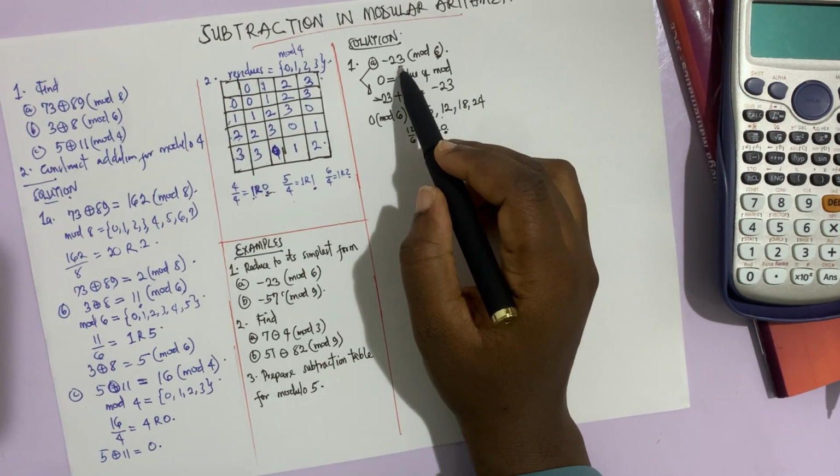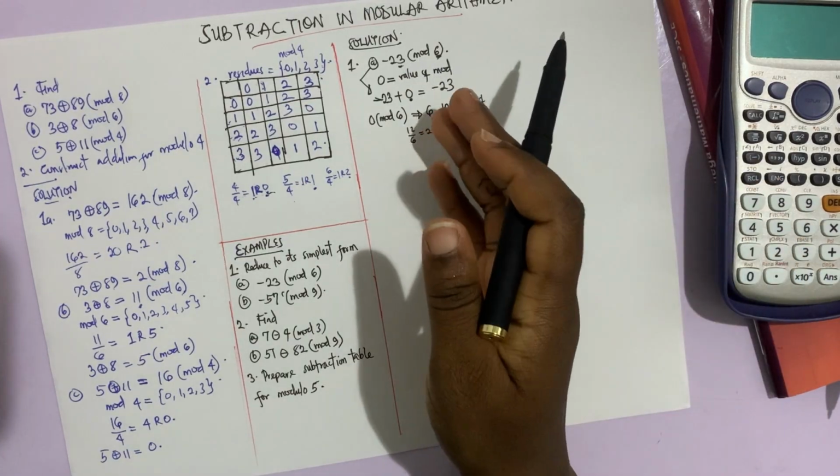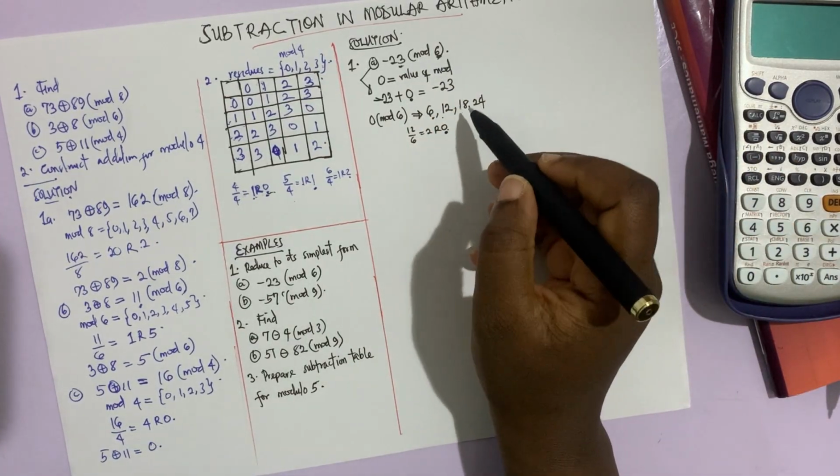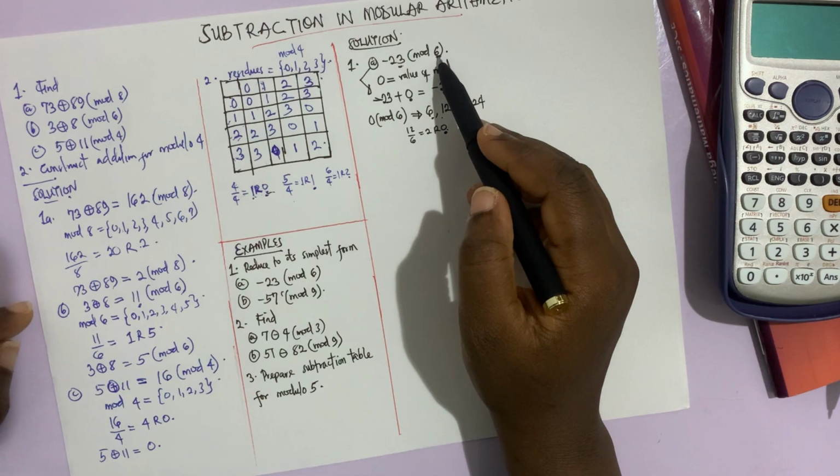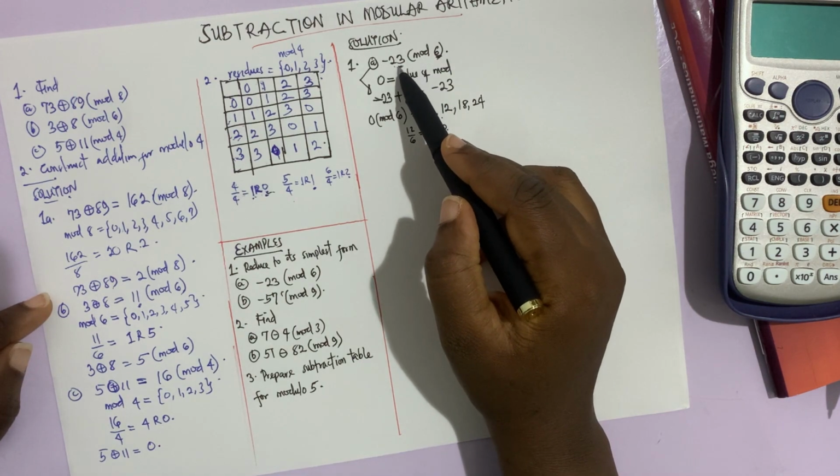For us to get our final answer for this question, or for questions like this, we need to get the multiple of the modulo we are working with that is greater than that negative value.